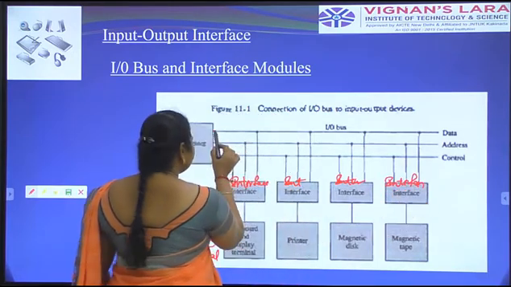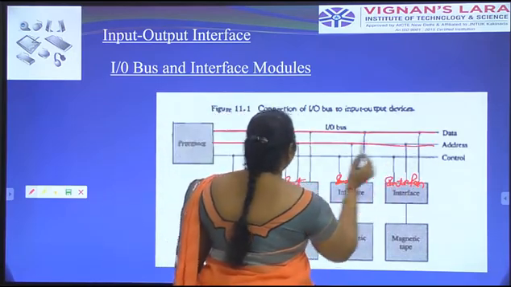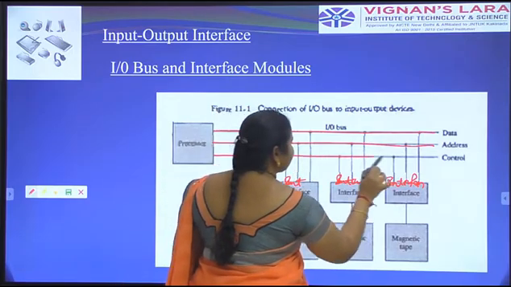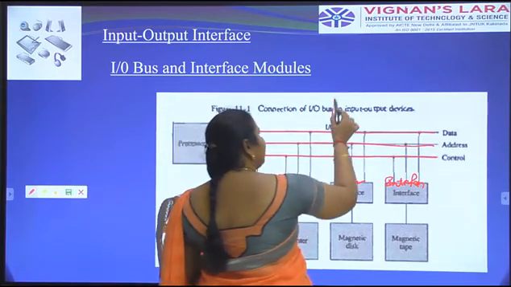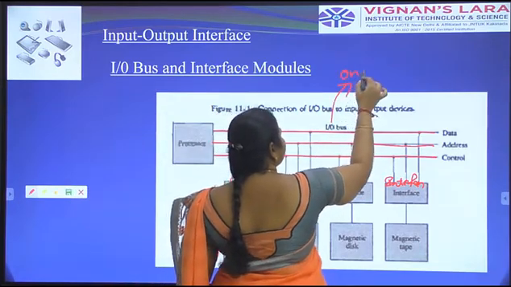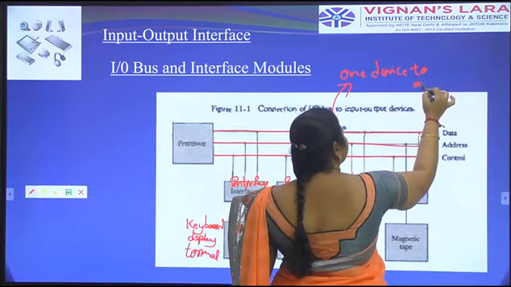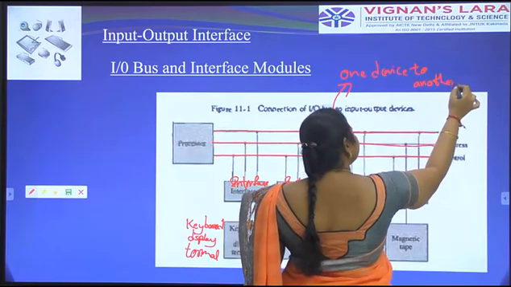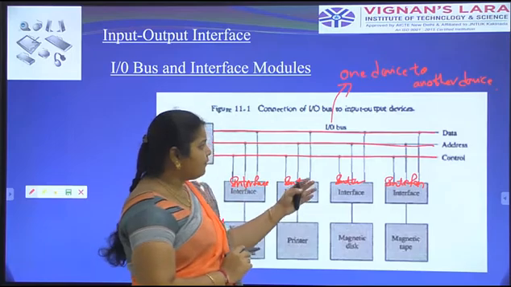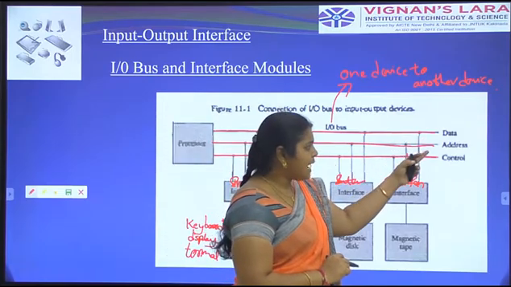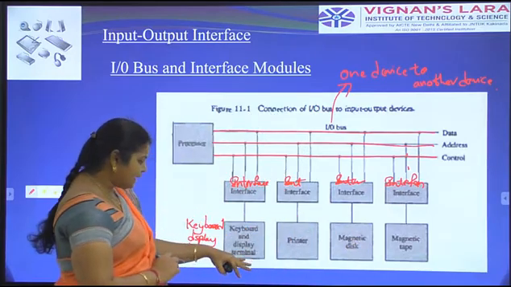Okay, these three lines are nothing but the I/O bus. What is a bus? What is the definition of a bus? A bus can transfer information from one device to another device. It consists of three parts: data bus, address bus and control bus. Okay, this is a keyboard and display terminal.